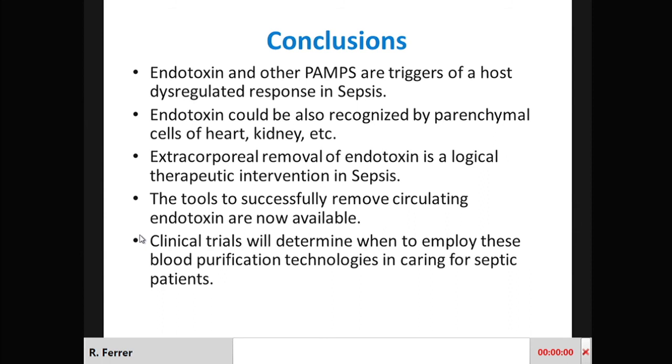So my conclusion is that endotoxin and PAMPs are triggers of the host-regulated response we see in sepsis. Endotoxin could also be recognized by parenchymal cells in many organs and have a direct effect. So this is the rationale, I think, that can justify using extracorporeal devices to remove endotoxin and have other immunomodulatory actions. These tools are available, and we have to wait for the clinical trials to give adequate information on which type of patients could benefit from these therapies.